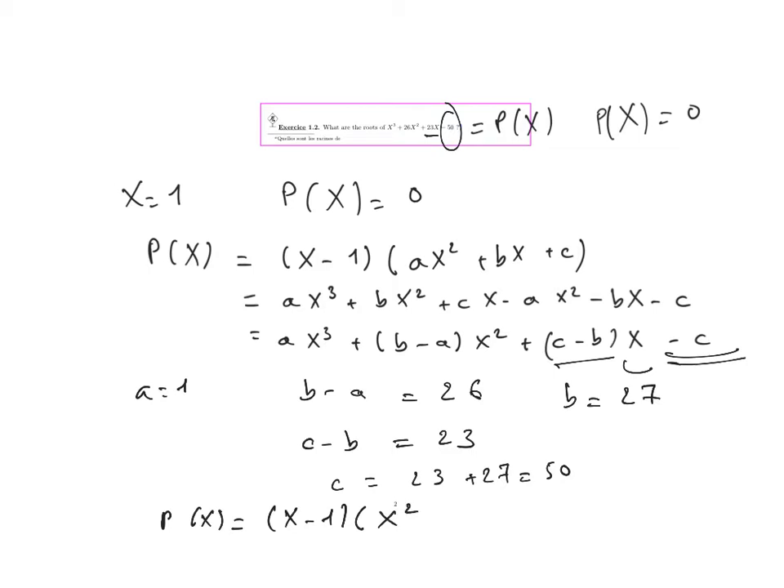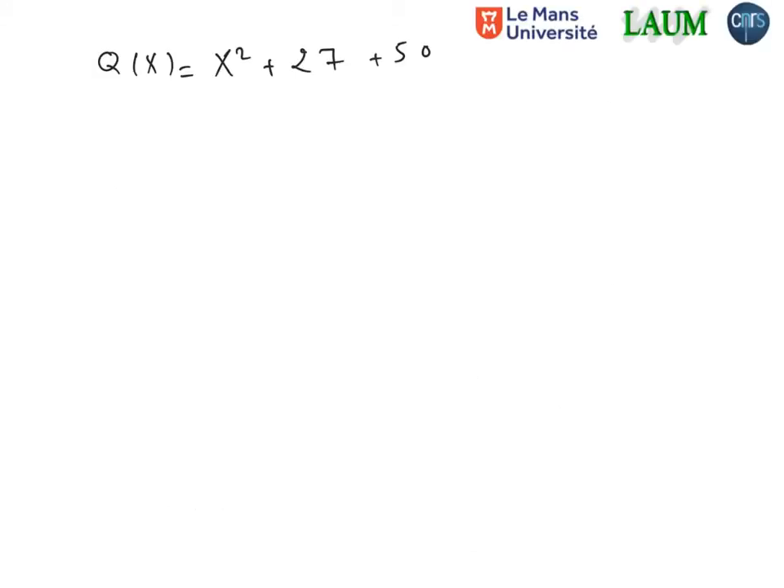x squared plus 27x plus 50. So now I just need to find the roots of this second polynomial that I can call q of x, and then I will have the three roots of my polynomial. So let's now find the roots of q of x.